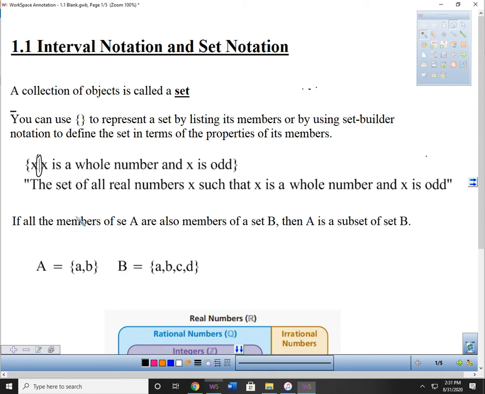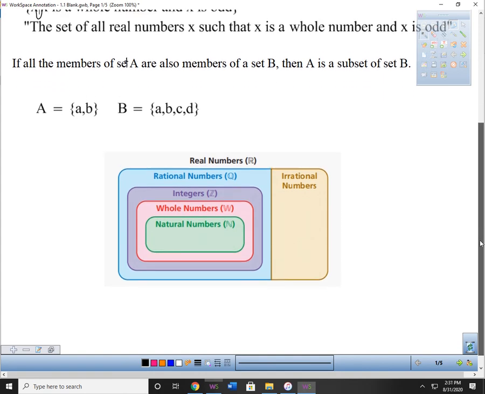If the members of set A are also members of set B, then A is a subset of set B. So if you look at this, if set A is A, B, and set B is A, B, C, D, then A, B is also in this one, correct? So therefore, A is a subset of set B. It's a lot of words, set, okay?